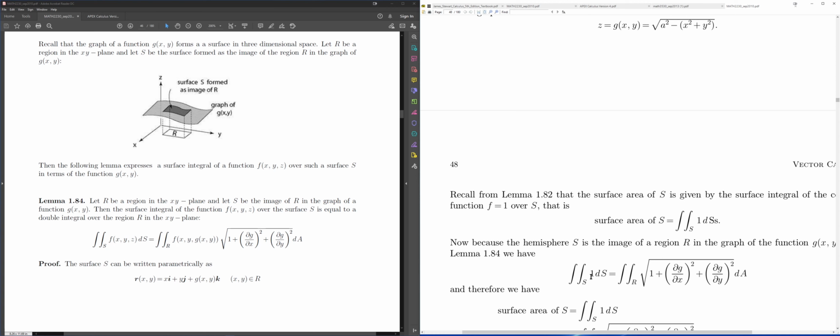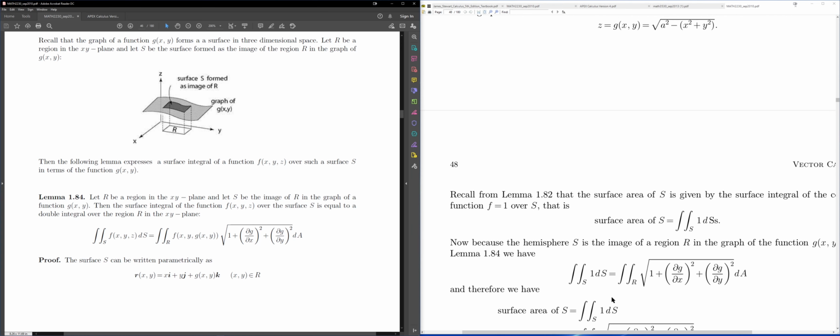But in this particular case, I have no x, y, or z, so there's nothing to replace. This f over here, small f, is 1. So I'll get a 1 over here, which is just a 1. All I'm left with is the square root sign, with the 1 plus dg dx squared plus dg dy squared. So this is what this formula is coming to.